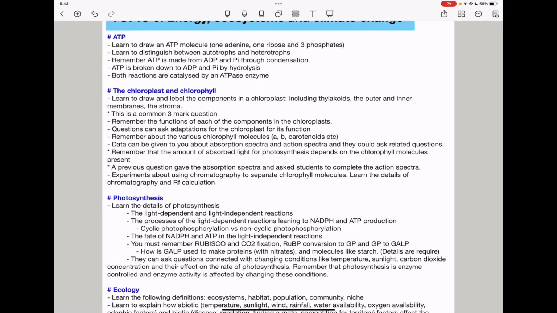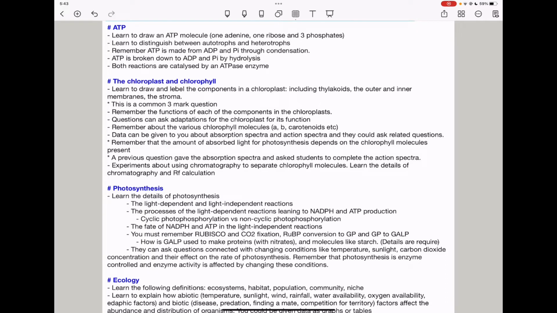Continuing on, you are required to know about the chloroplast as well as chlorophyll. Remember, a chloroplast is an organelle where photosynthesis takes place, so you need to learn to draw and label the components of a chloroplast. This question is very common, so learn to position the thylakoids, the inner membrane, the outer membrane, the stroma, and sometimes you are required to put in some circular DNA. Usually this is a 3-mark question.